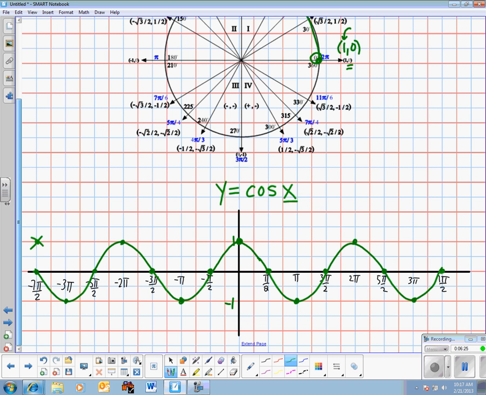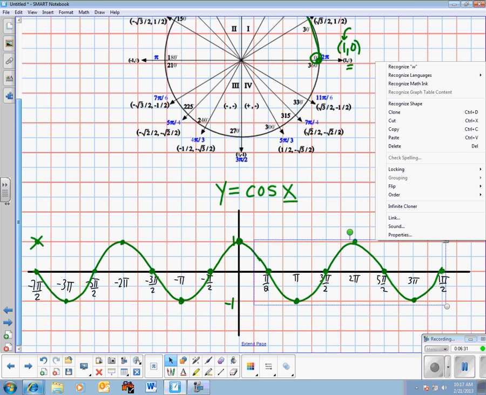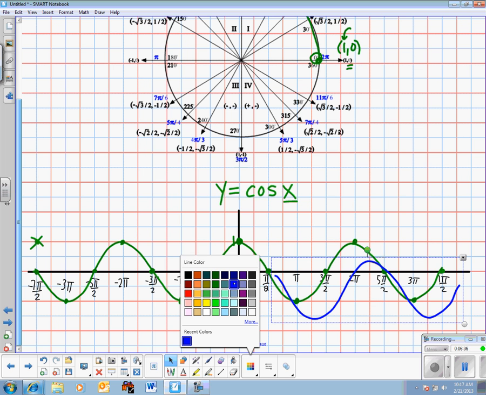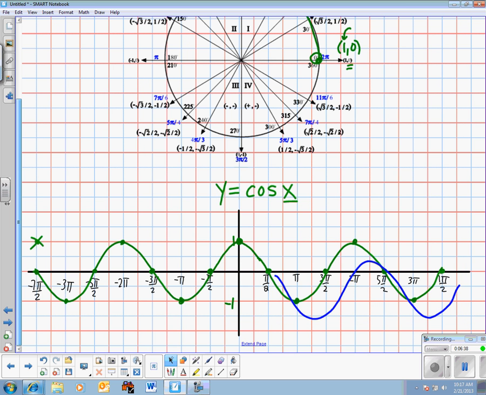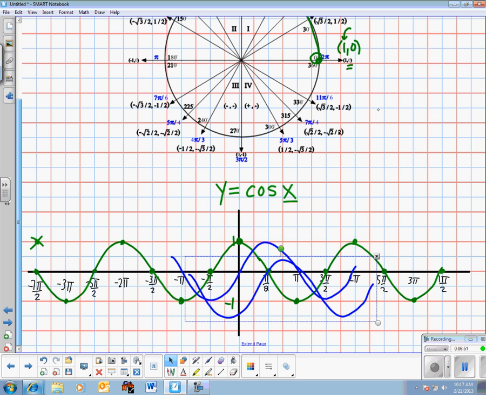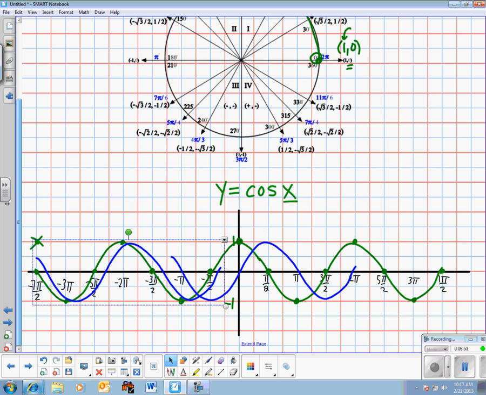Okay, so the sine wave is kind of interesting. It would just be, let me clone that and turn it blue. The sine wave would just be your cosine wave offset by 90 degrees. So it would go like that. I might need another couple clones to finish off the pattern. It's not going to be perfect, but you get the idea.